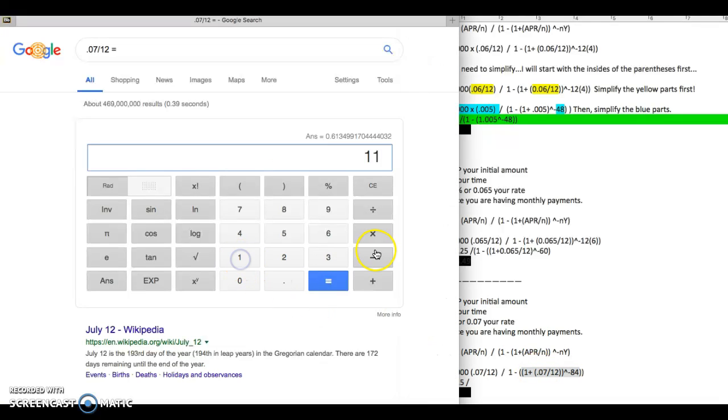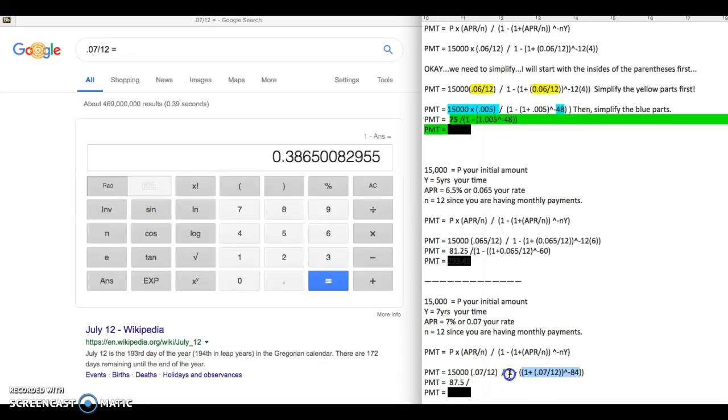Okay, so now I'm going to do 1, take away my answer. Pardon me, I had to go back there. 1, take away my answer, and I get 0.38. That represents my whole denominator, okay? So I'm going to maybe put it down here, 0.3865. Okay, so basically now I need 87.5 divided by 0.3865.